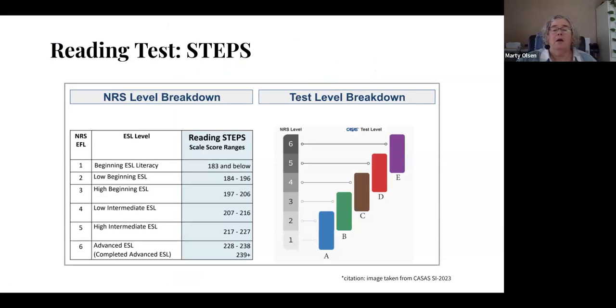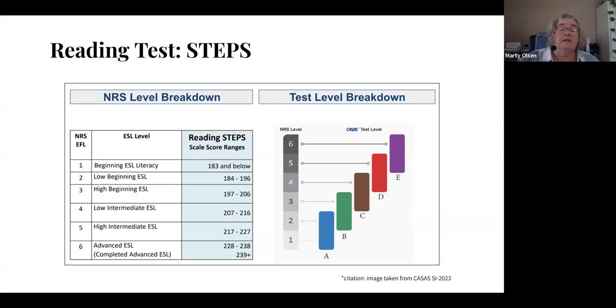Okay. What I want you to focus on here is, let's look at the right first. That's the test level breakdown. You can see that each CASAS level relates to the one above it, and there's overlap. So that encourages you as teachers to do the scaffolding so that you build the skills that will help the student to grow and be able to move to that next level. And you can see how those levels relate to the NRS levels.